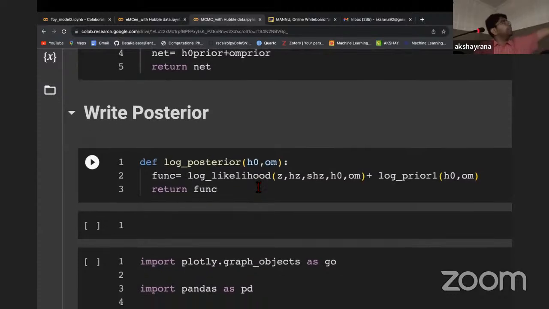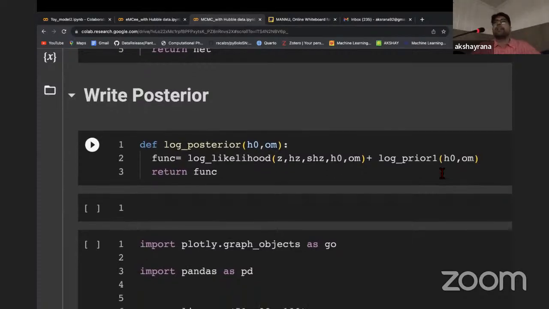Over here, I am doing the same thing: log of likelihood plus log of prior. I am choosing log prior one, so maybe in this analysis I must be using the uniform prior. Is it clear till this point? That was all about the Bayesian statistics.